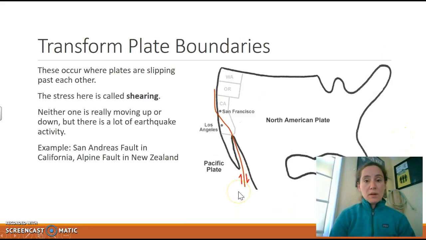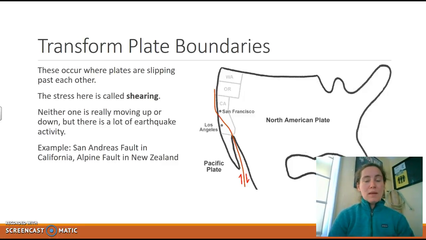So transform plate boundaries. This is where you've got two plates. They're not moving towards each other. They're not moving away from each other. They're just slipping past each other. Imagine if you bumped past somebody in the hallway. So the stress here is called shearing. Neither one, again, moving up and down, but we're going to see a lot of earthquake activity. This is what's happening at the San Andreas Fault in Southern California. We're also seeing this at the Alpine Fault in New Zealand.